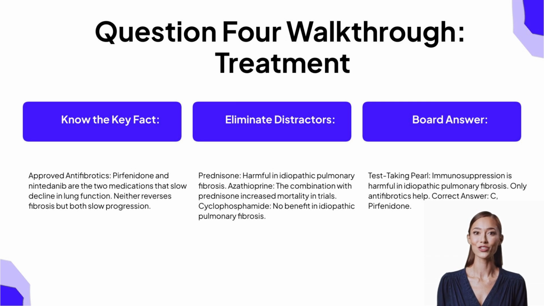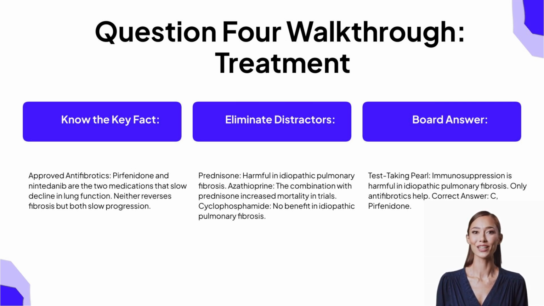Now eliminate the distractors. Prednisone is actually harmful in idiopathic pulmonary fibrosis. This is counterintuitive because we use steroids for many lung diseases, but not this one. Azathioprine combined with prednisone was studied in trials and actually increased mortality. Cyclophosphamide shows no benefit.